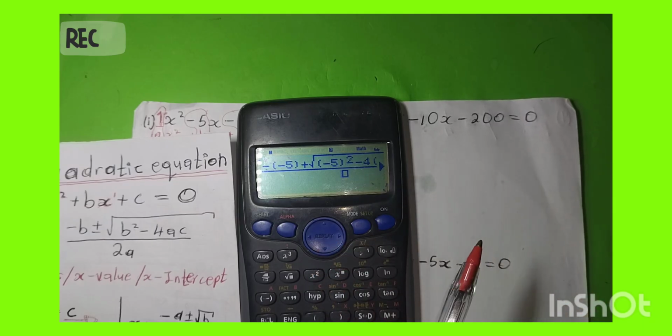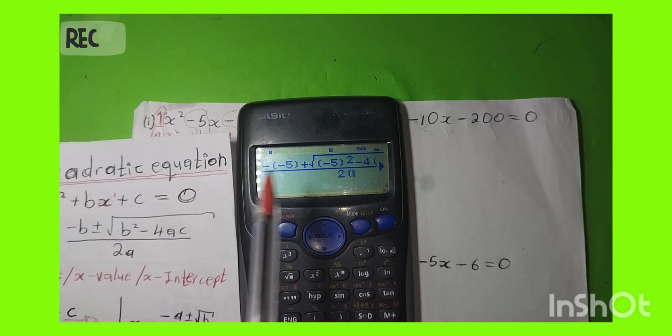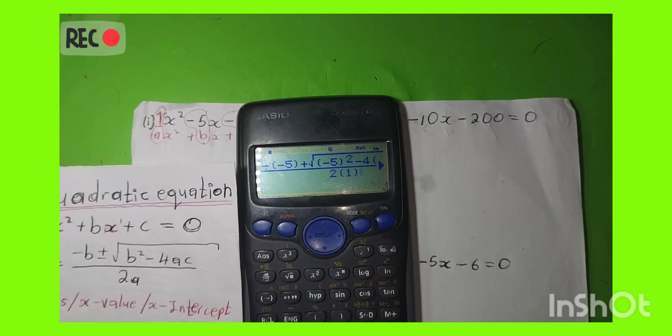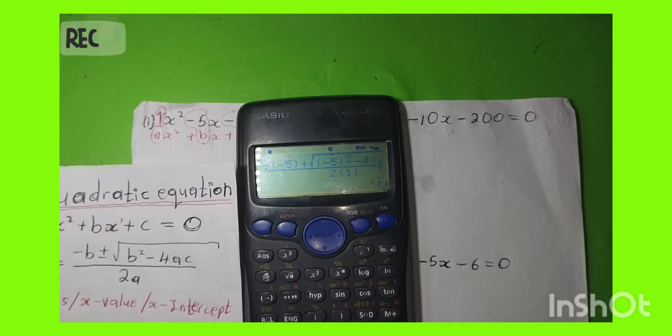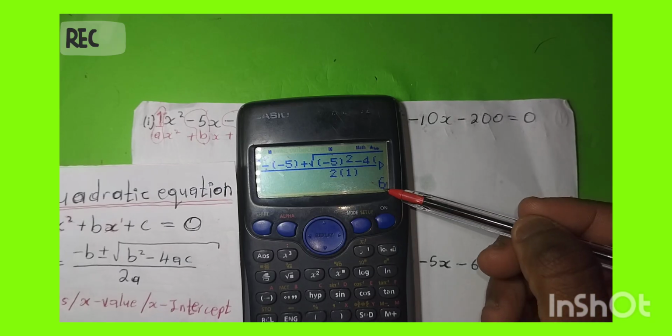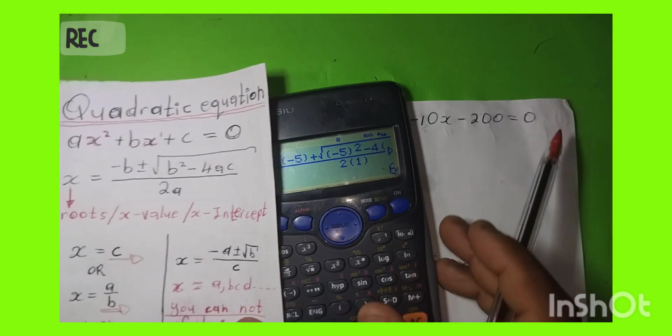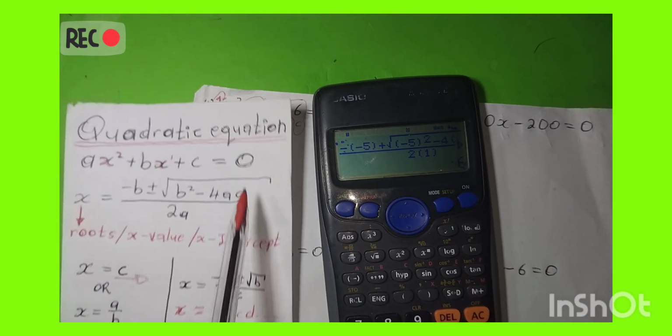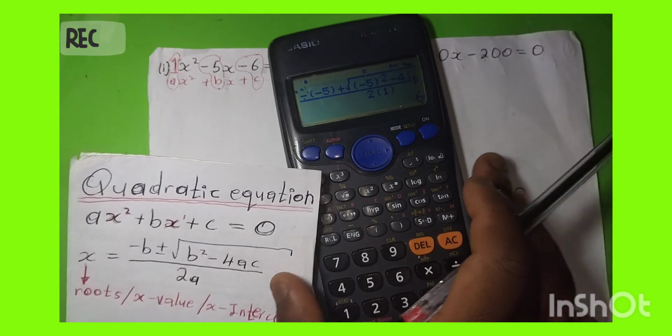I will press 2, open brackets. Now I will press my a, which is that one. Close. That's how, guys, you press this. You'll get the answer. Do you see the answer that I got? It's 6. That answer, by the way, is a constant. It means this equation I can factorize.